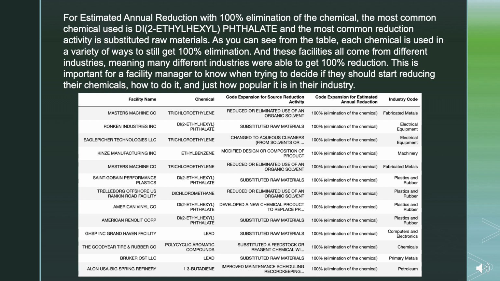As you can see from this table, each chemical is used in a variety of ways and still gets 100% elimination. And all of these facilities come from different kinds of industries. This is important as a facility manager to know when trying to decide if you should start reducing your chemical waste, how to do it, and just how popular it is in your industry.